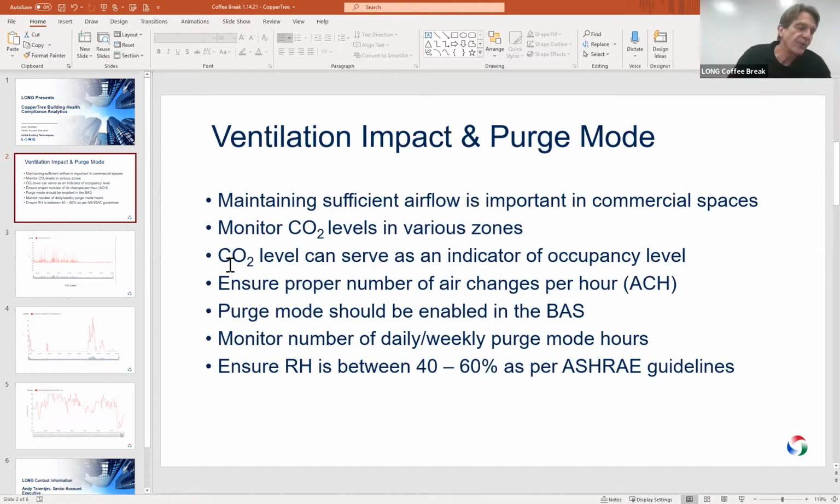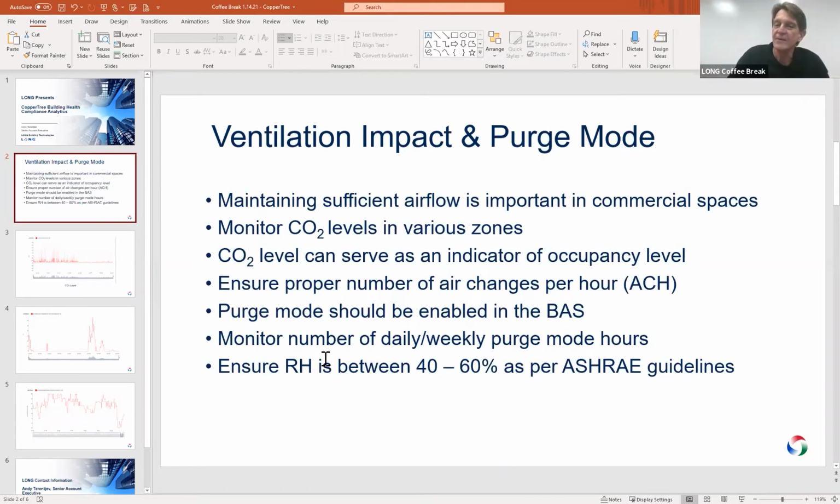In terms of the occupancy sensors, do you have a sense of how many buildings that CopperTree is used on have occupancy sensors? Is it like 10% or is it 50%? That's a great question. Currently, out of the 2,000 buildings that we are monitoring, about 13% of those have occupancy sensors. Okay, that's good to know.